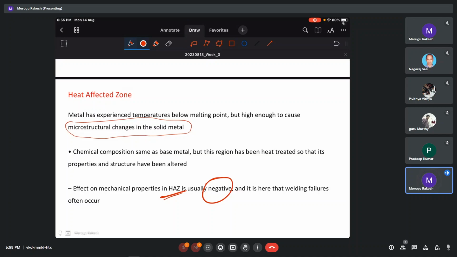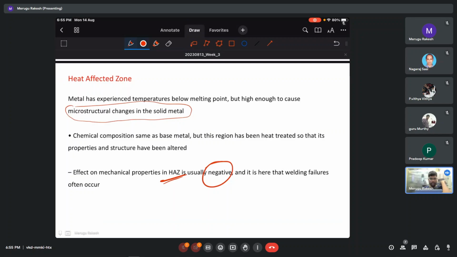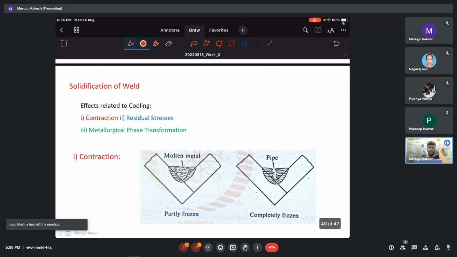Okay, let us move forward. We'll see solidification of the weld, the final topic in this session. We'll see how the solidification is actually happening. Basically, the effects related to cooling are of three types: one is the contraction, then residual stresses formation, and metallurgical phase transformation.